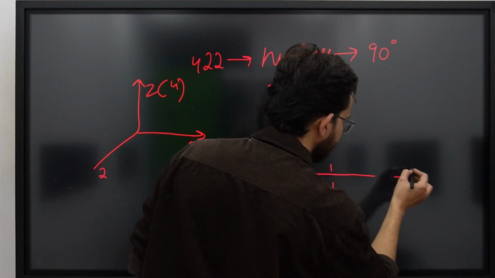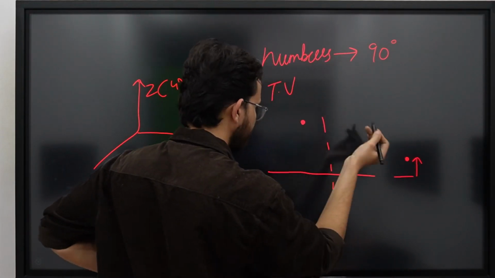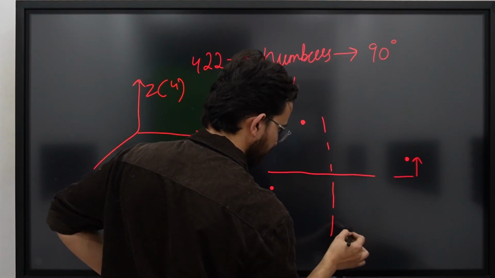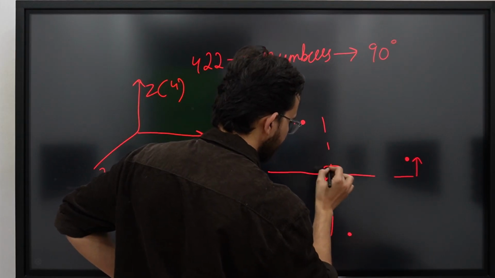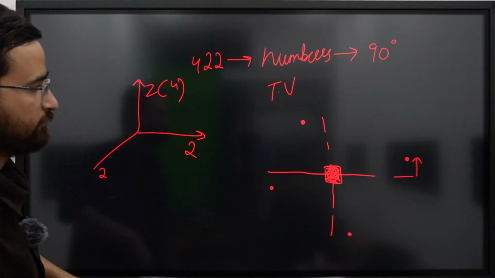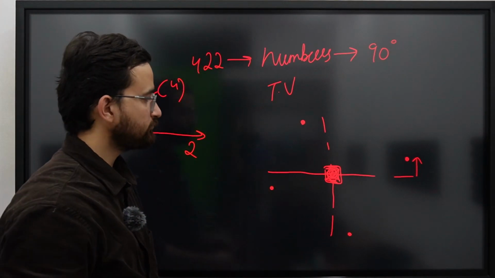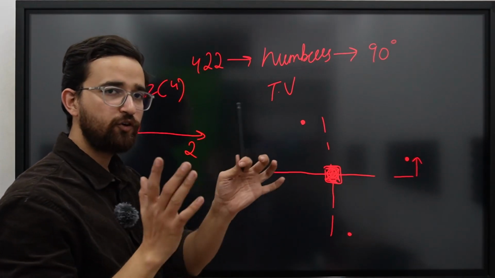I drew my reference grid. This is my first motif ahead of the line, second motif, third motif, and fourth motif. So I have successfully generated my fourfold rotation. 1, 2, 3, 4. Okay. Now I have a twofold rotation as well.